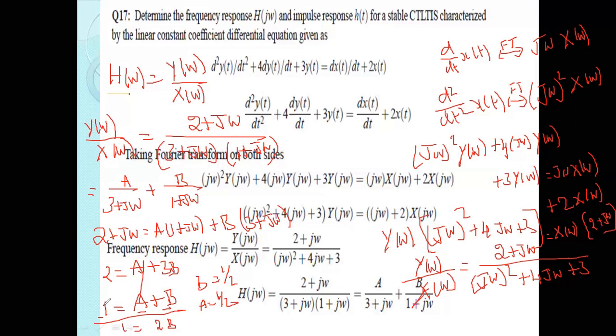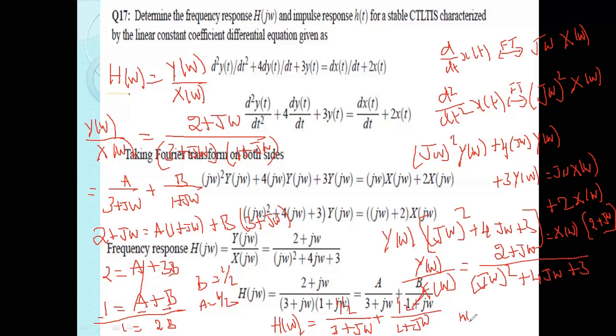Because A plus B is equal to 1, A is equal to 1 minus B, which is 1 by 2. So what is the function? Finally, we got H of omega is equal to the ratio of the output to the input. A is 1 by 2 divided by 3 plus j omega, and B is 1 by 2 divided by 1 plus j omega. So it is in the form of 1 by (a plus j omega).